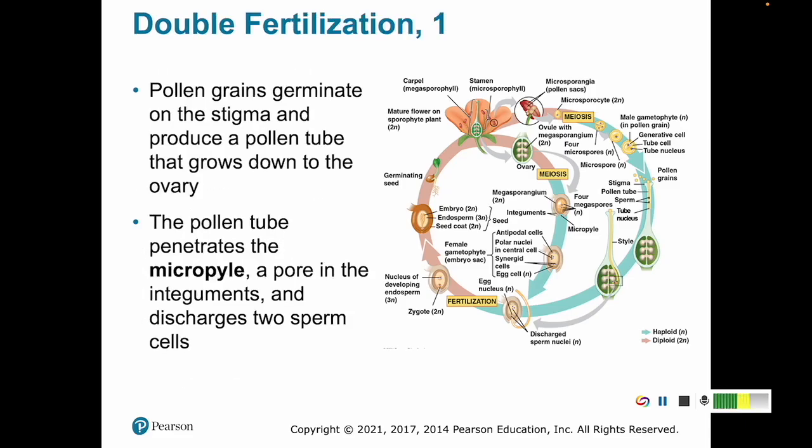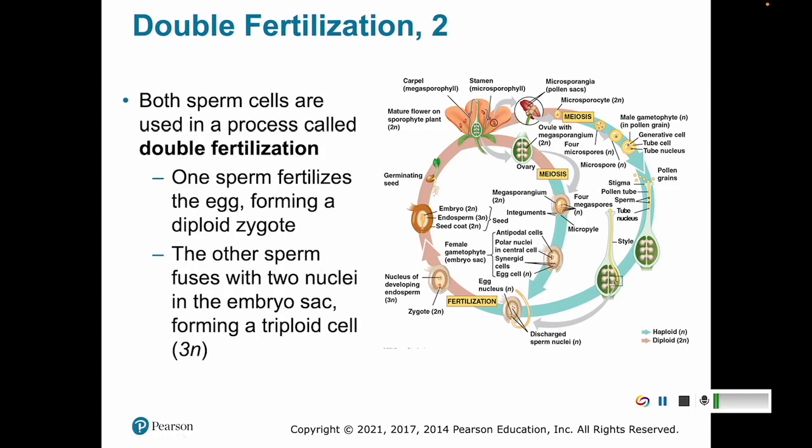Okay, double fertilization, what we just discussed, is when pollen grains germinate on the stigma and produce a pollen tube that goes down into the ovary, and the pollen tube penetrates the micropyle. That's the pore in the integuments, and discharges 2 sperm cells. So not 1 sperm like we saw in animals, but 2 sperm cells. Both sperm cells are used, and that is what double fertilization means.